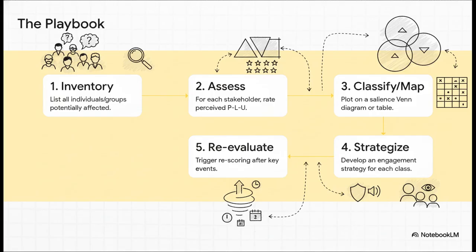Step 1, inventory. Just list out everyone who could possibly be a stakeholder. Step 2, assess. Go through your list and rate each one on power, legitimacy, and urgency. Step 3 is to classify them and put them on your map. Step 4, strategize. You're not going to treat everyone the same, right? Definitive stakeholders need constant communication, while the latent ones might just need to be monitored.